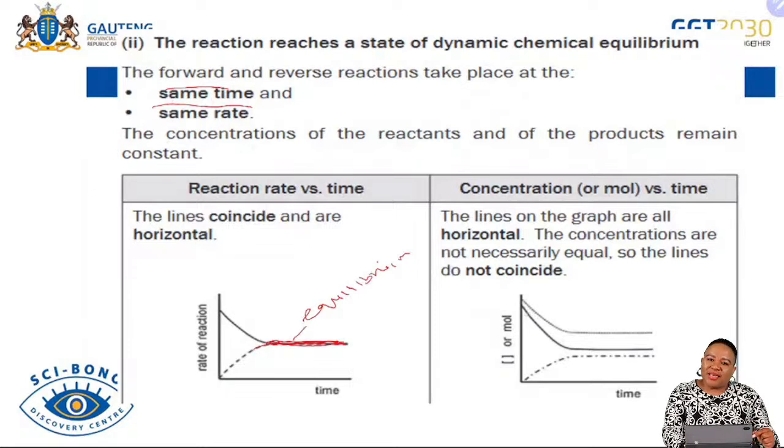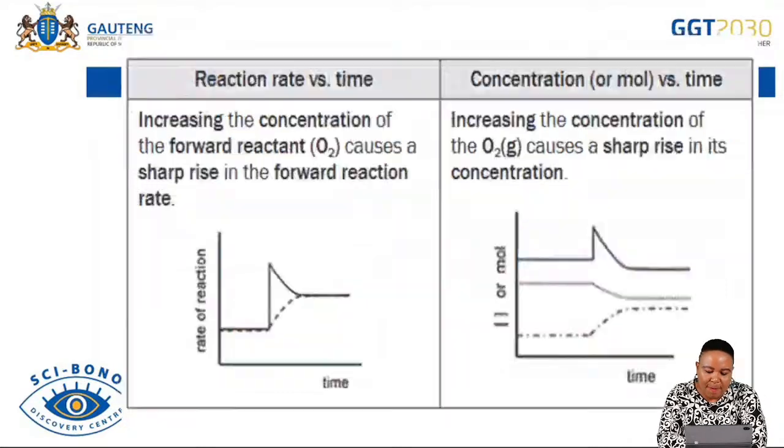And in terms of the concentration time graph, you can see that the concentration of our reactants and our product remain constant, but they don't have the same concentration. So the lines on the graph are all horizontal. The concentrations are not necessarily equal, but that means the concentration is constant. The concentration doesn't change. So the lines indicate that the concentration of these substances remains constant, but it's not the same. And the two lines will not meet because the concentrations are not equal.